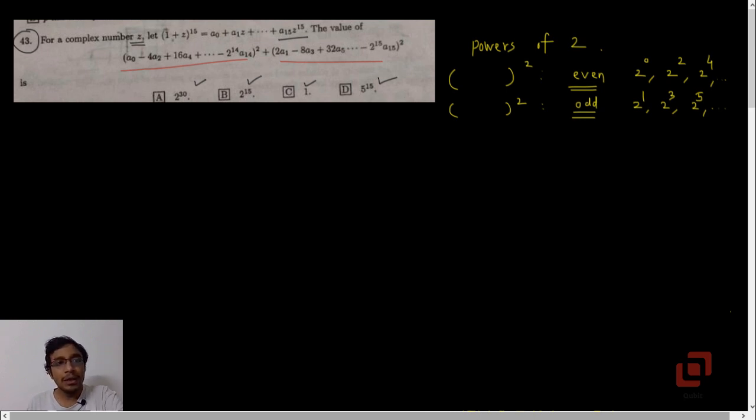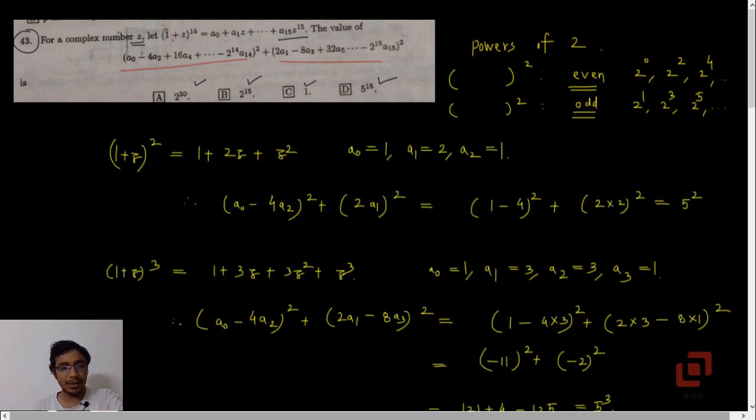Now to solve this sum, I have considered two simpler cases. In this sum we have (1 + z) raised to 15, so I have started with (1 + z) raised to 2. I expanded it using the (a + b) squared formula, so it is 1 + 2z + z². From this expansion I identified a0 to be the constant term, a1 to be the coefficient of z, that is 2, and a2, the coefficient of z squared, which is again 1.